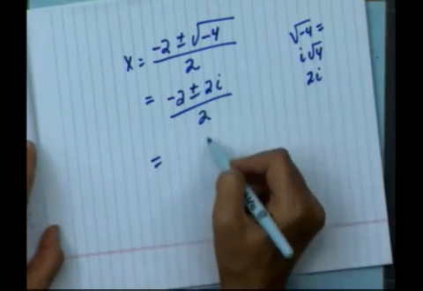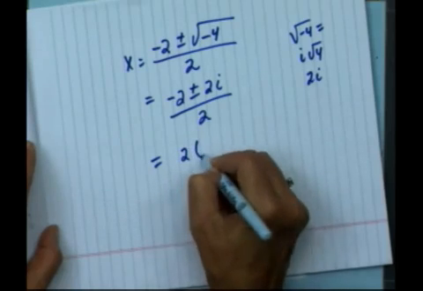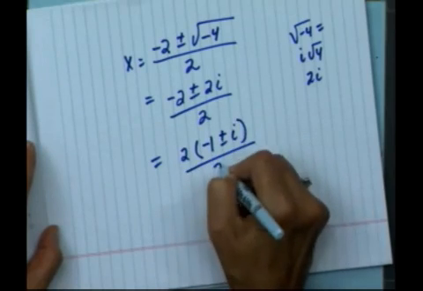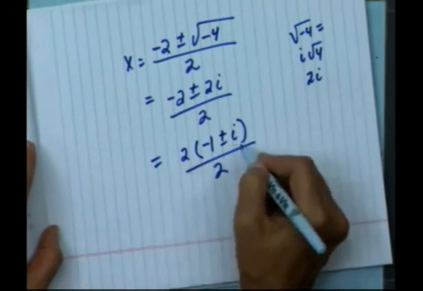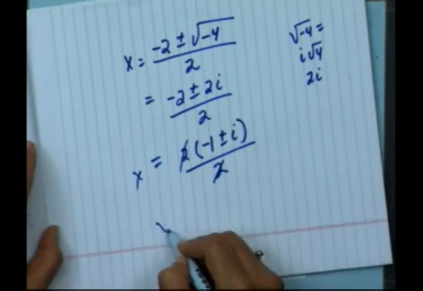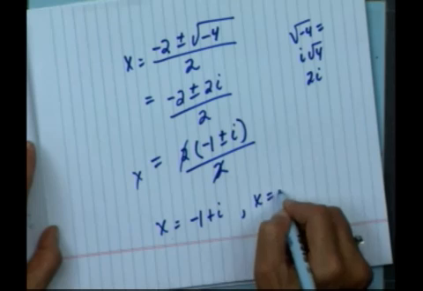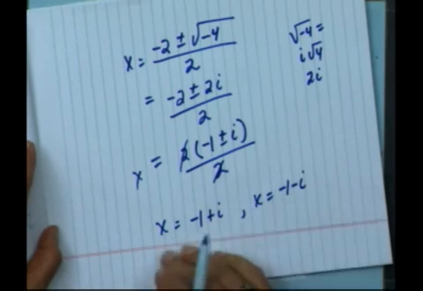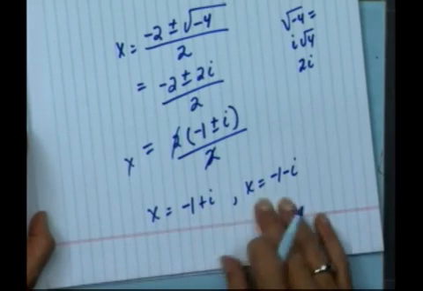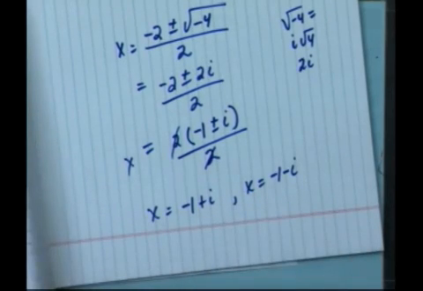Now, how do you simplify that quickly? Factor a 2 out of the numerator, and you get negative 1 plus or minus i over 2. Now the 2's divide out, and we have x equals negative 1 plus i, and x equals negative 1 minus i. Those are not real numbers, so if I were looking for zeros of a function, we wouldn't have any real zeros. All right, we've got to stop there, and we'll pick up later.